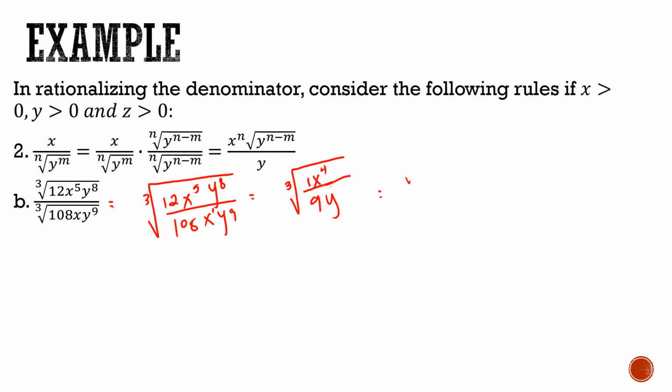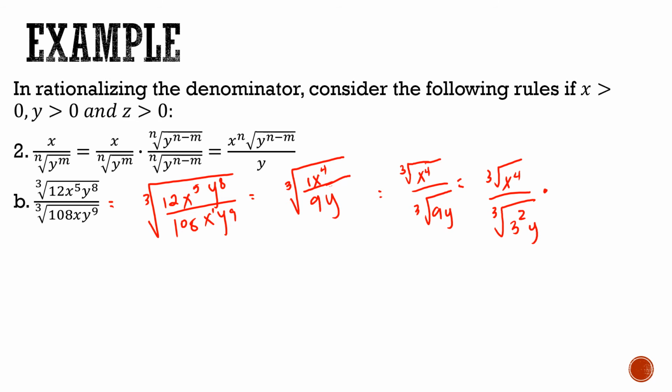So we will have the cube root of x to the 4th over the cube root of 9y. Now, 9 is actually a perfect square number, so we can write this in exponential form. That is the cube root of x to the 4th over the cube root of 3 squared y. And then, after that, we can multiply the numerator and the denominator by the cube root of 3 raised to 3 minus 1 and y raised to 3 minus 2.